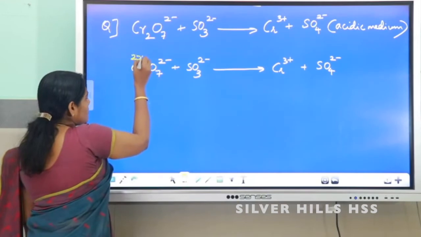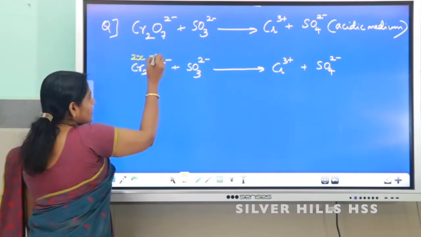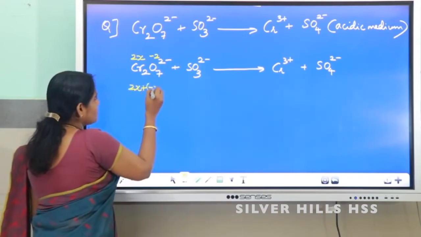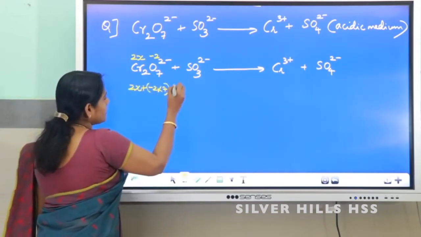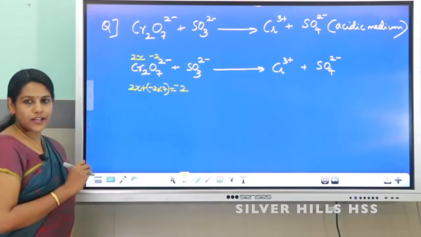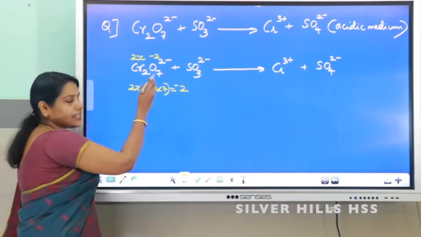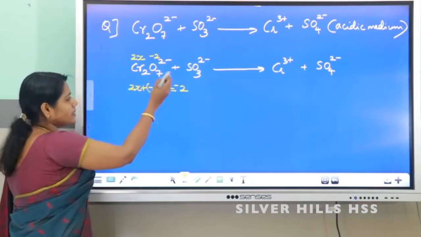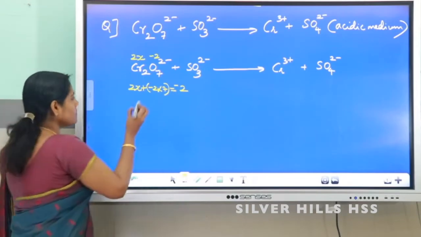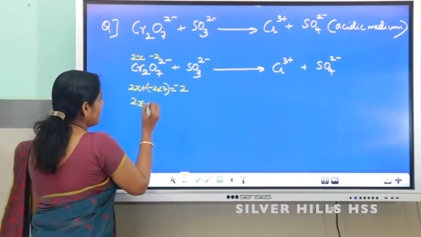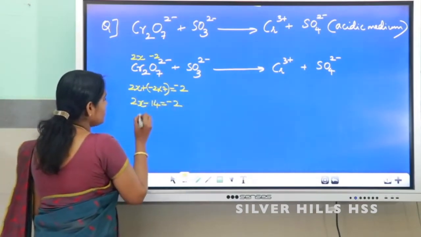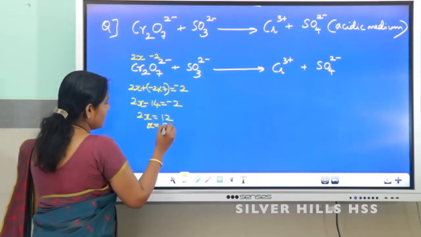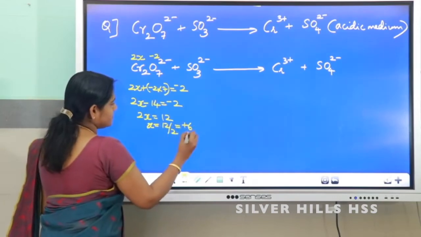So we will take it as 2x. Oxygen, we have studied that is -2. So let us calculate 2x plus -2 into 7, altogether it is equal to -2. For polyatomic ions, the sum of the oxidation states is equal to the charge possessed by the ion. Here it is Cr2O7 2-, so altogether it is equal to -2. So 2x minus 14 is equal to -2 and 2x is equal to 12 and x is equal to 12 by 2 is equal to +6.